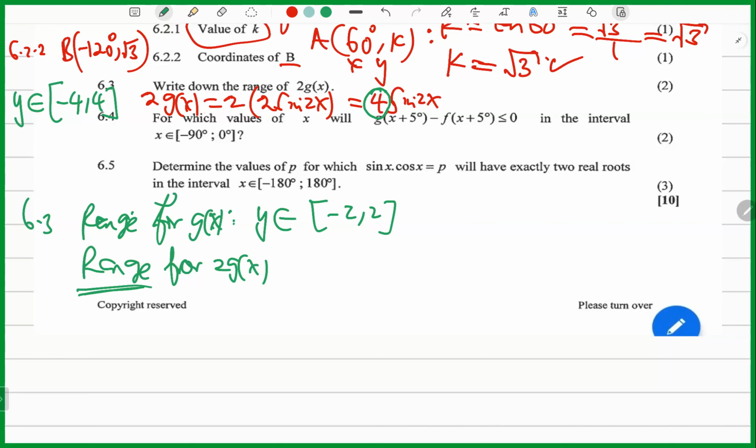g is between -2 and 2, but twice g is going to be what? You multiply -2 by 2, and then you multiply 2 by 2. So it therefore becomes -4 and 4. All right, so that's what we get. This is in 3.